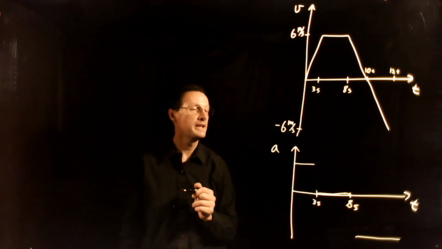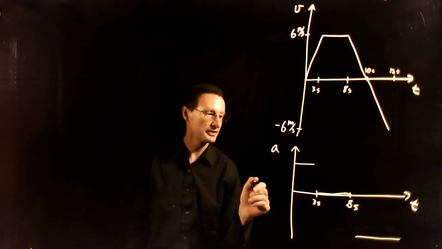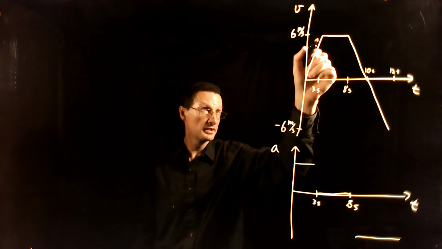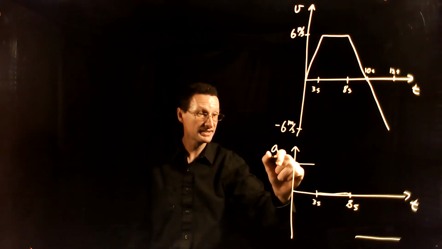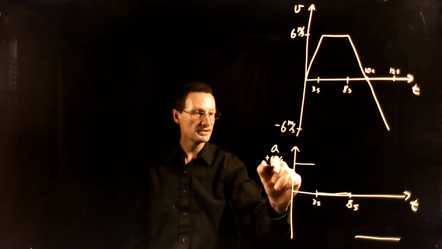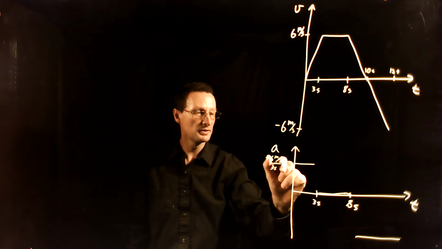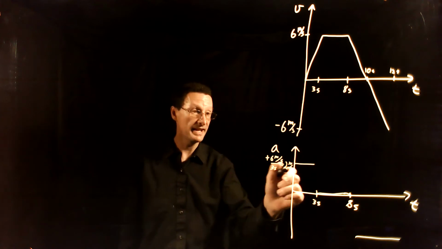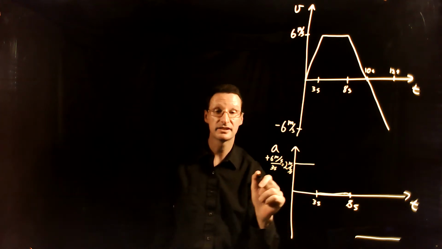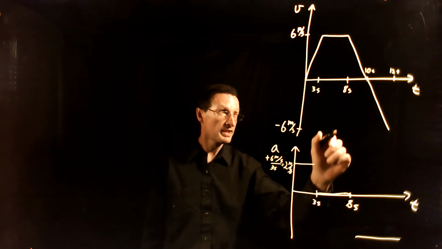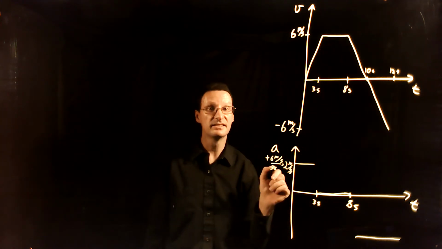Now, how do I get the actual values for these? Well, I need to take the slope. The rise of this is going to be positive 6, and that occurs over 3 seconds. So positive 6 meters per second over 3 seconds equals 2 meters per second per second. And that's the value of the acceleration for the first 3 seconds. Of course, here it's 0. That one's easy.